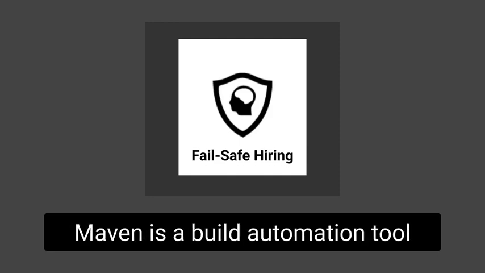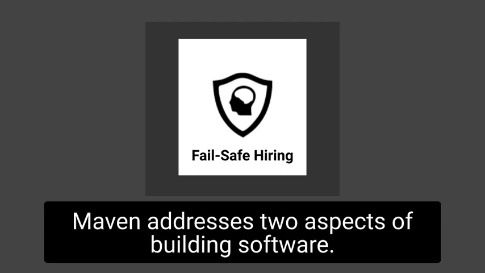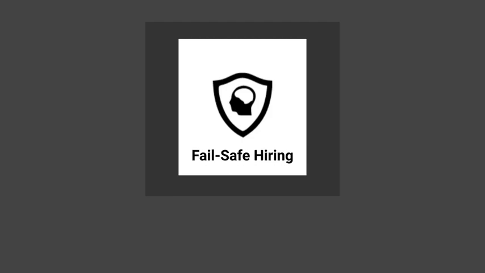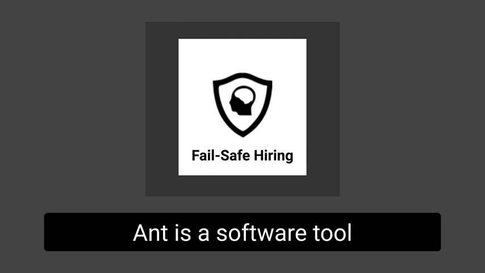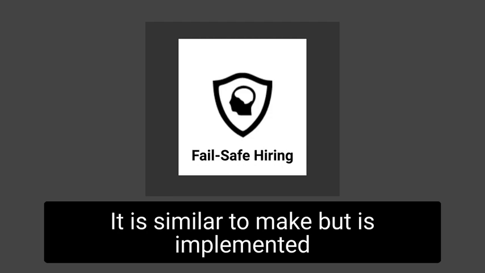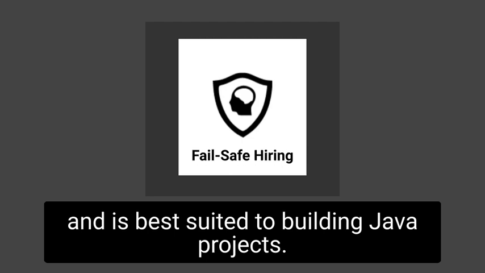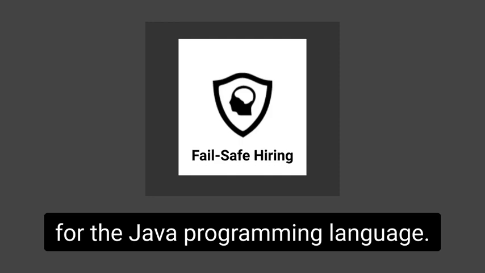Maven is a build automation tool used primarily for Java projects. Maven addresses two aspects of building software. First, it describes how software is built, and second, it describes its dependencies. Apache Ant is a software tool for automating software build processes. It is similar to Make but is implemented using the Java language, requires the Java platform, and is best suited to building Java projects.